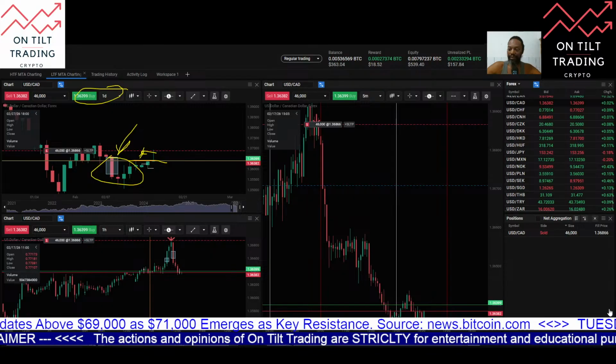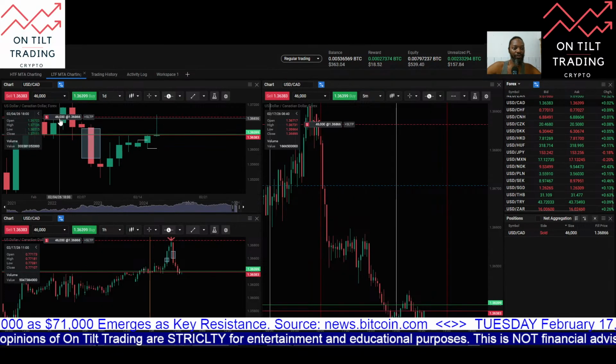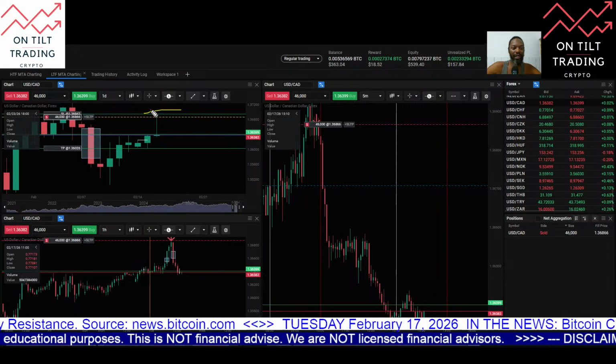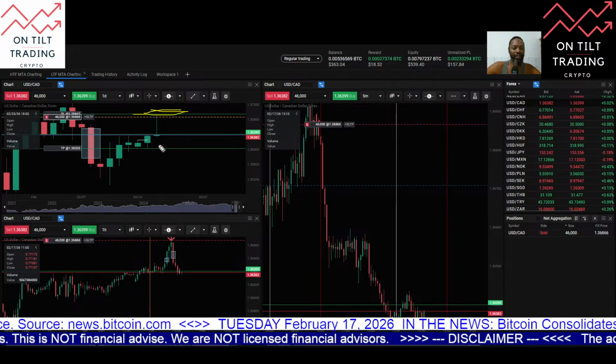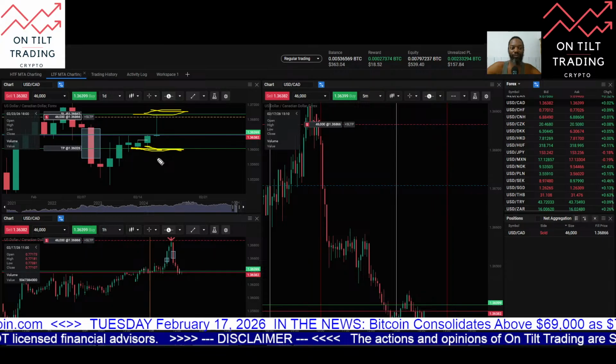I'll see if all goes well. If this position goes to profit, take profit. The stop is just above this high here, the entry candle. And then I'm targeting this sell side liquidity here at this swing low.